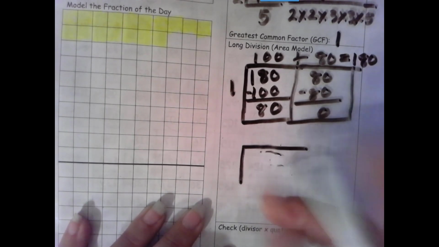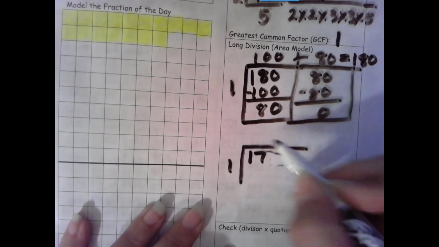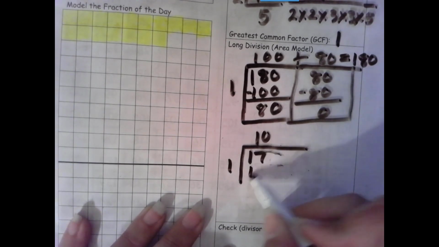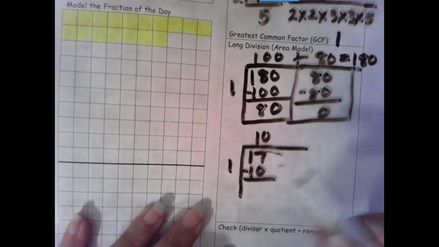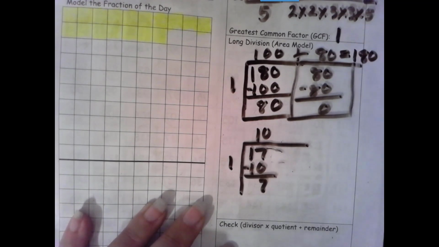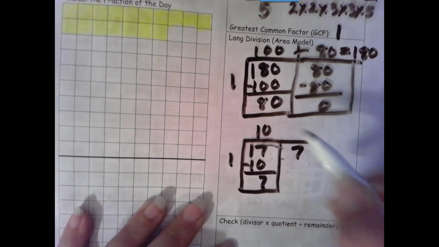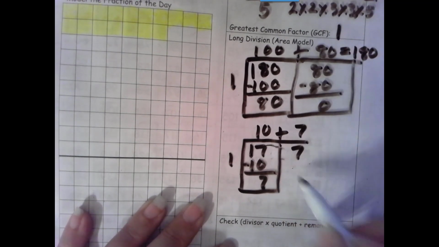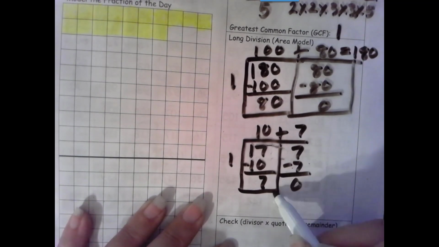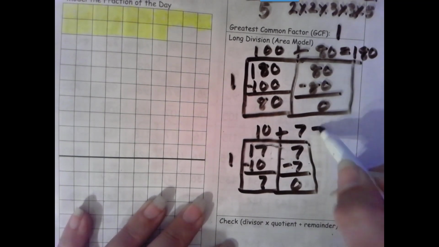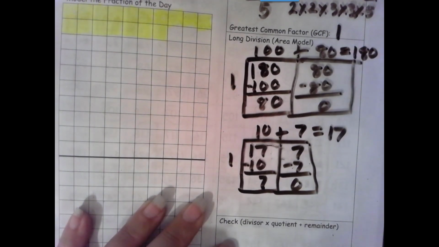Okay, and then let's see. 17 divided by 1. 1 times 10 is 10. Okay. Numbers more on top, no need to stop. Bring up the 7. 1 times 7 is 7. Numbers the same, zeros a game. Add them together, I get 17.